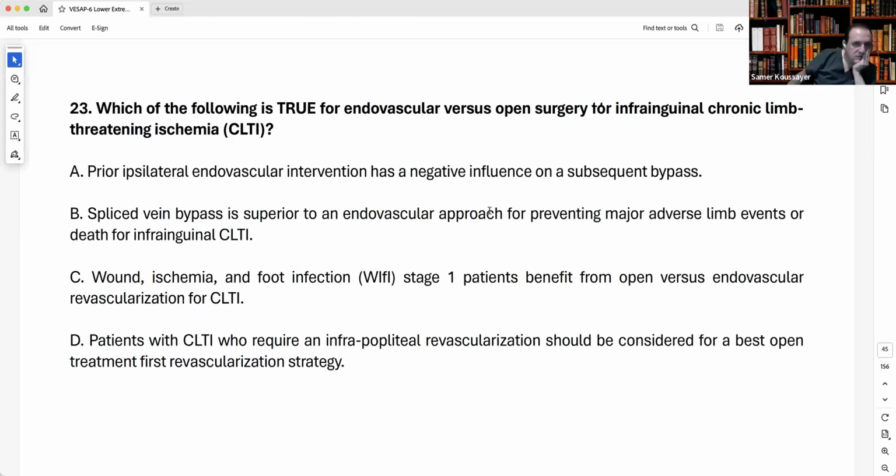These are good questions. Lots of questions can come from this, but please go and read Basel 1, Basel 2, and the BEST-CLI trial. Any question, guys, about this?